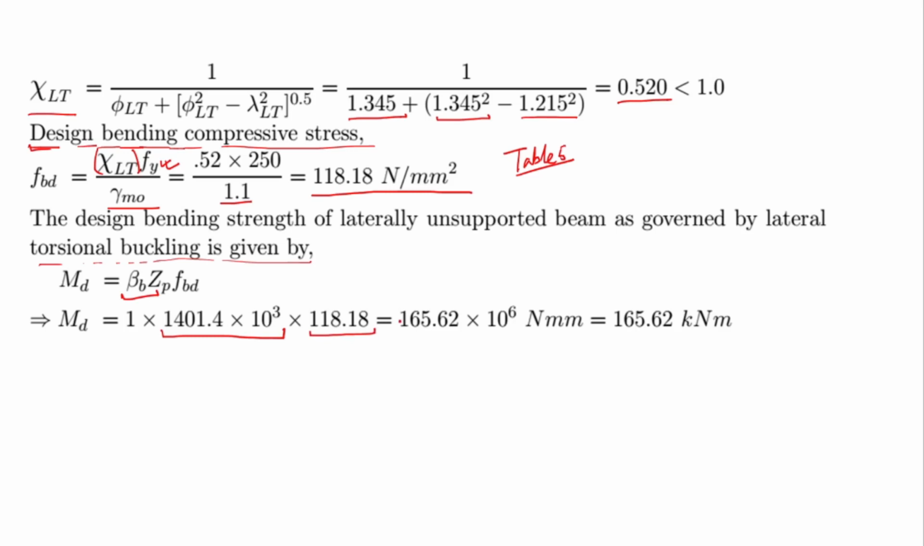So finally the lateral torsional buckling moment is calculated as 165.62 into 10 to the power 6 Newton mm, or 165.62 kilonewton meter. This is the bending strength of the beam which is laterally unsupported, and it is governed by lateral torsional buckling. So this is all about the calculation of design bending strength of the beam following our Indian standard code and steel table.